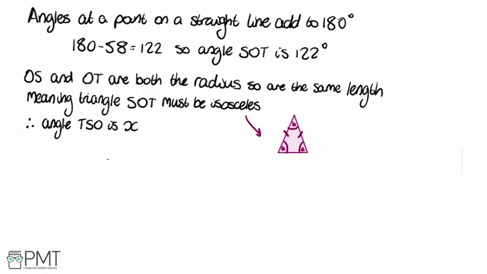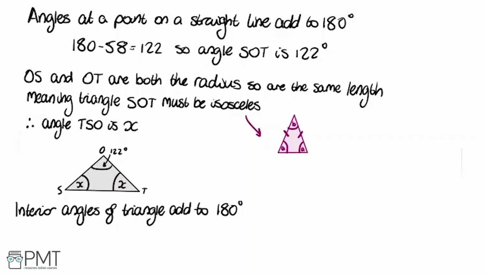So essentially this is what we've got now. I'm going to draw it out. So we've got this angle being X, this angle being X, and this angle we know is 122 degrees because we worked that out in our previous step. Now this is great, we've got all the information we need to work out what x is, because interior angles of a triangle add to 180 degrees. So we know that x plus x plus 122, which we got in this case here, is 180 degrees.